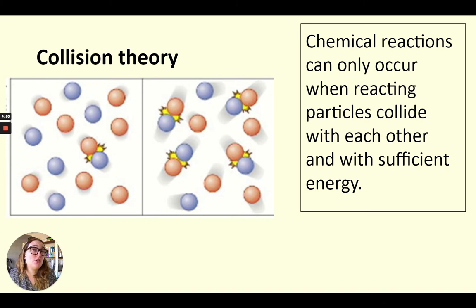It's important to note, Year 10, that particles collide all the time. Particles move randomly and they bump into each other. But that doesn't always result in a successful collision, because a successful collision means that the particles need to have enough energy. And particles will have a range of energy normally. So if you can increase the frequency of collisions, and you can increase how much energy those particles have, then you're likely to increase the amount of those collisions that will be successful and that will result in a chemical reaction.